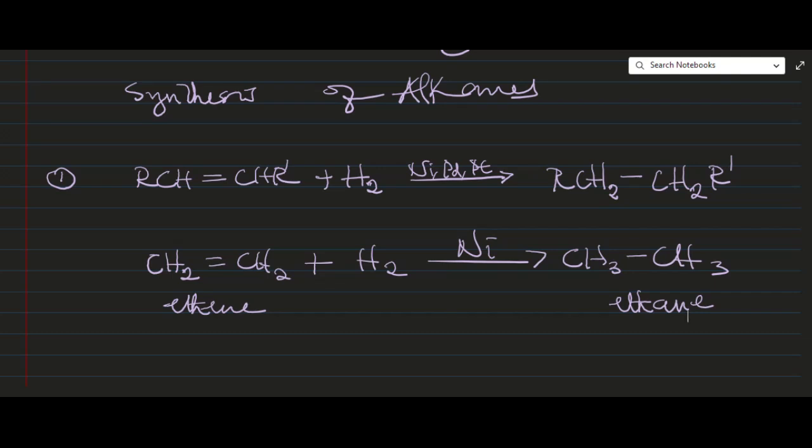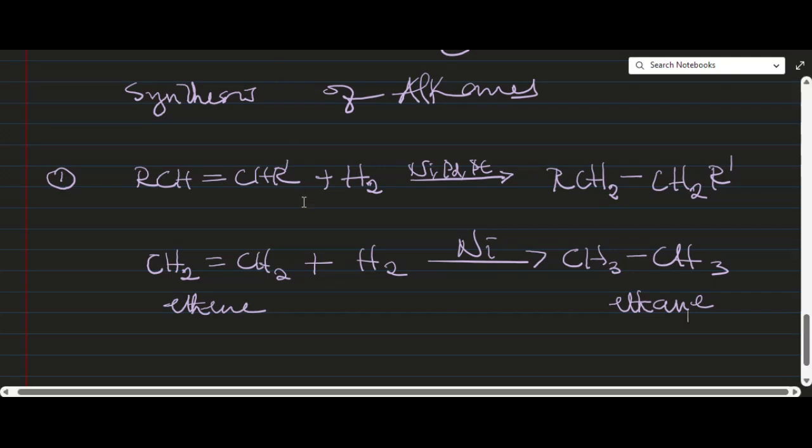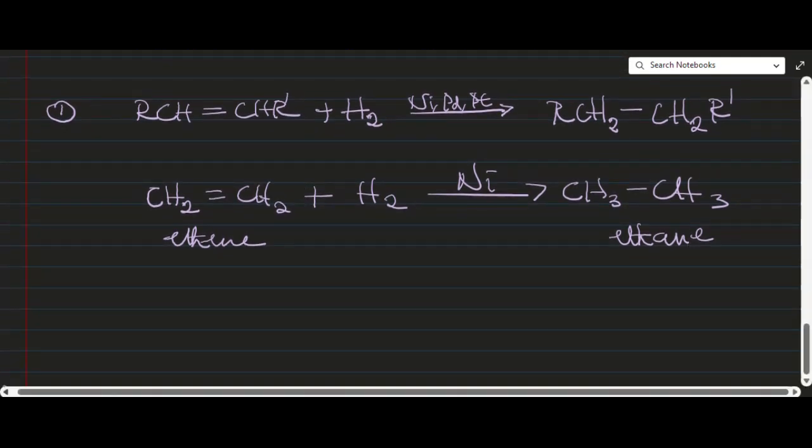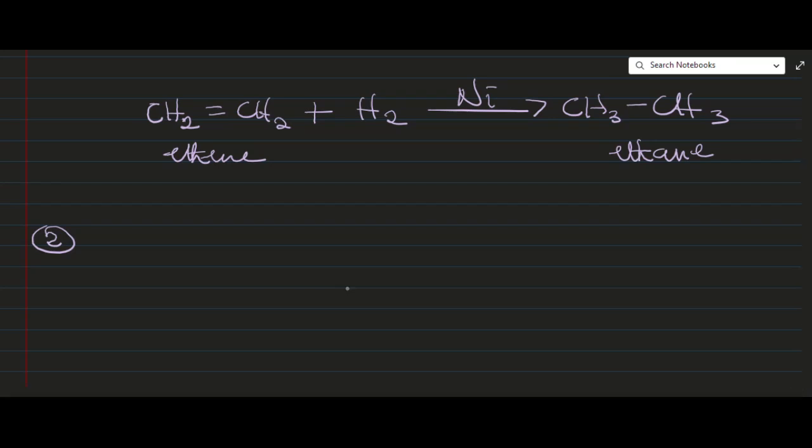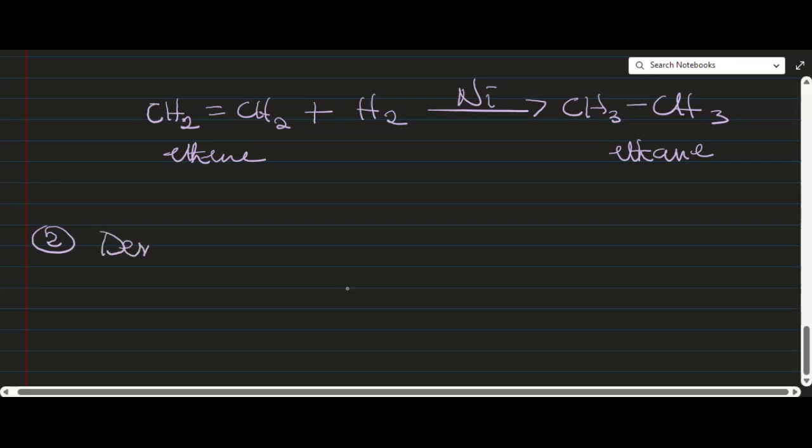Okay, so that is one of those ways of making alkenes. Another way of synthesizing alkene, number two, is by decarboxylation of carboxylic acid. It's easy. Let me write it. Decarboxylation of carboxylic acid.